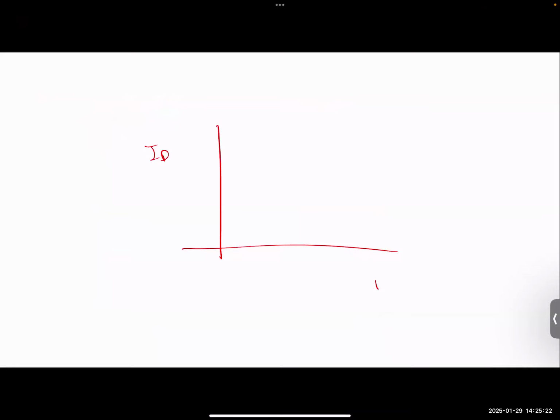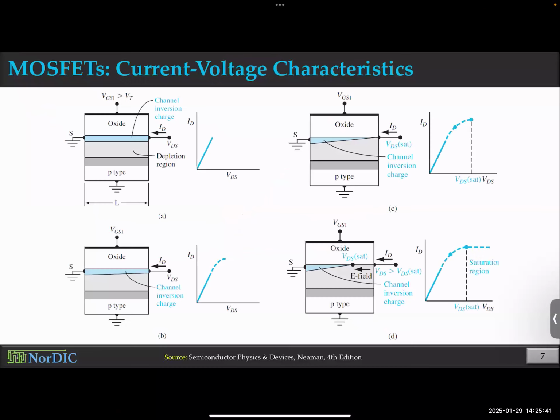So your ID, drain current versus VDS. When you apply VGS and VDS, your current increases with VDS gradually, linearly. But at some point, it starts tapering off and then saturates. And this saturation actually represents that you have a pinch off.